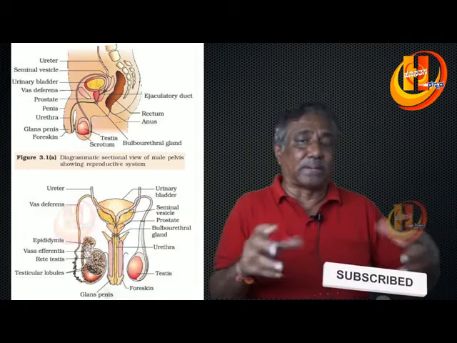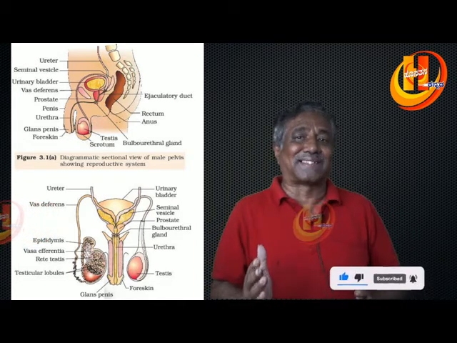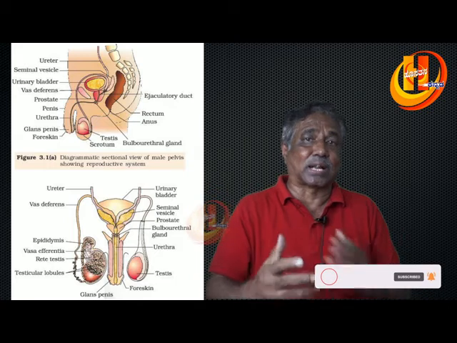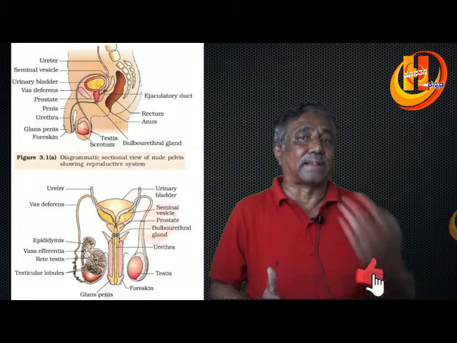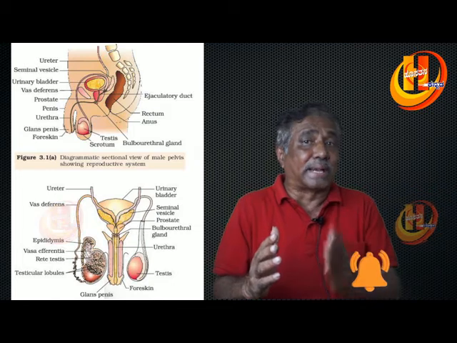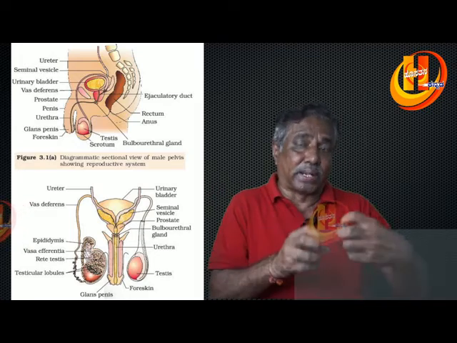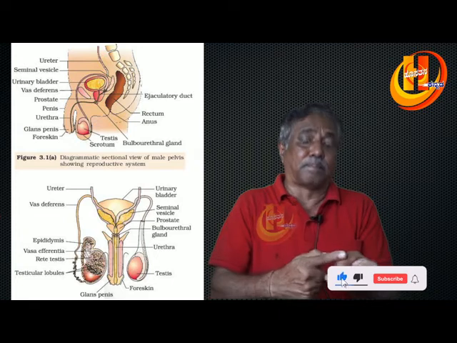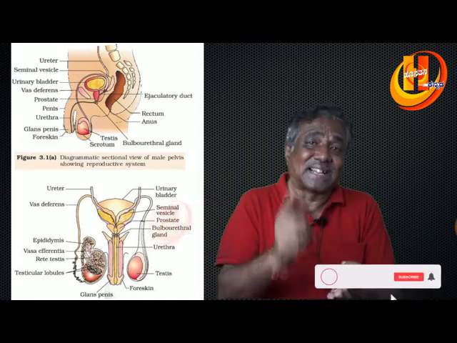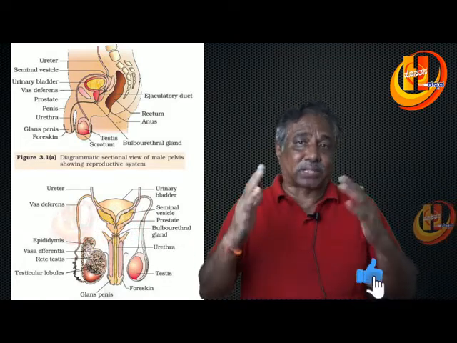In between the seminiferous tubules, there is a space called interstitial space. In this interstitial space, interstitial cells and Leydig cells are present. Interstitial cells are also called Leydig cells. Leydig cells secrete androgen or testosterone. In addition to this, blood cells and immunologically competent cells are present in the interstitial space, that is the space between the seminiferous tubules.